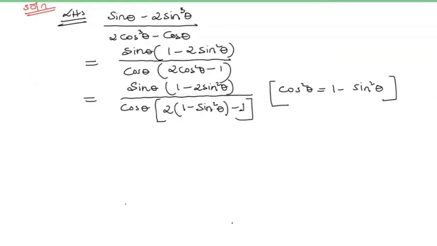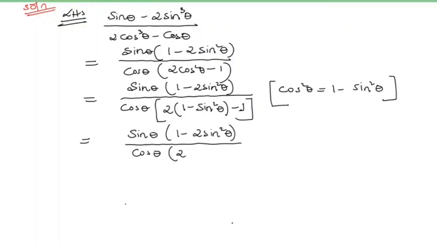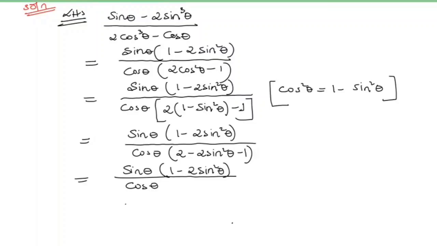So now upside will remain same, that is sin theta, bracket 1 minus 2 sin square theta. Okay, so downside if you now write cos theta bracket, 2 into 1, you will get 2 minus 2 sin square theta minus 1. Okay, so next step, outside you will keep same, sin theta, downside we can write cos theta. Okay, so 1 minus 2 sin square theta upside will remain same, and downside 2 minus 1, you will get 1 minus 2 sin square theta.